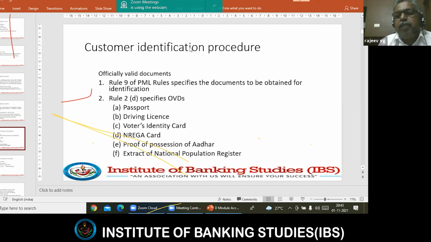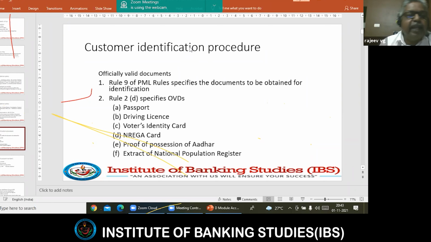Proof of possession of Aadhaar. If you have an Aadhaar and a proof that you have an Aadhaar, it can be an Aadhaar card. Also, it can be a letter from the Unique Identification Authority of India, UID. Then extract of the National Population Register. So six items are there.